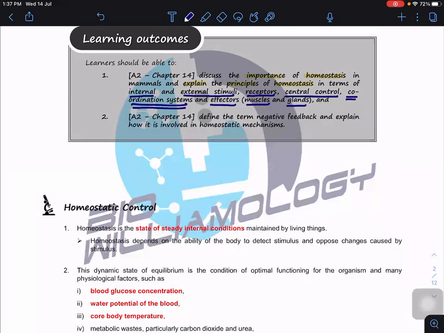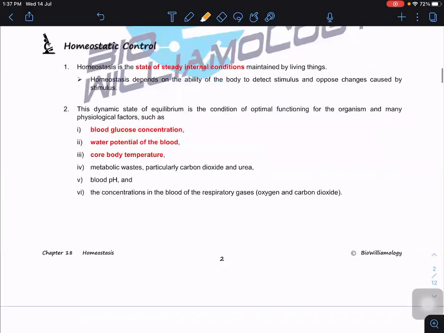Okay, so these are the first things we're going to learn, and then we need to define the term negative feedback. So what is meant by negative feedback, and explain how it is involved in the homeostatic mechanism. Okay, so we have two: negative feedback together with positive feedback. But for homeostasis, generally it will be negative feedback. Okay, so these topics, as I said, you have learned before. So here we just touch up a bit or add a bit more detail in terms of the process.